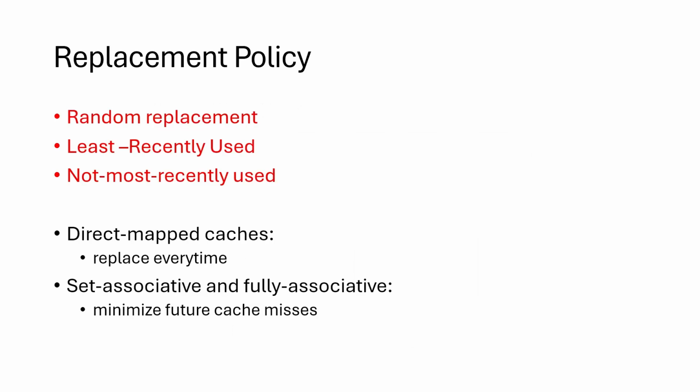And then is the replacement policy. There are 3 different types of policy. The first one is random replacement. Second is least recently used, and the last is not most recently used. Most of the time, least recently used has better performance than random. The direct map cache has to be replaced all the time because it cannot choose another cache. So for set associative and fully associative, we want to minimize future cache misses.